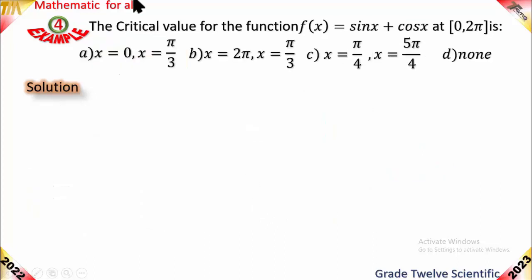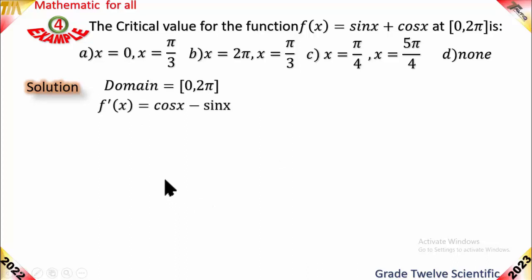The critical value for the function f of x is equal to sine x plus cosine x on the interval 0 to pi. The domain of this function is 0 to pi. And now find the first derivative. The first derivative is equal to the derivative of sine, which is cosine, minus the derivative of cosine, which is minus sine.